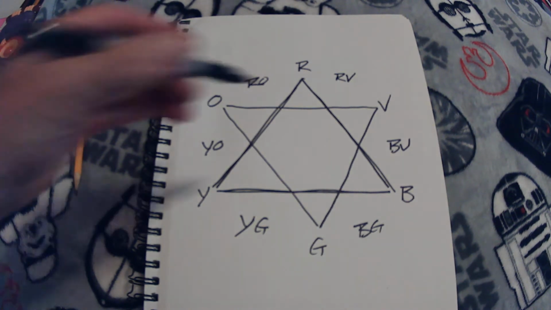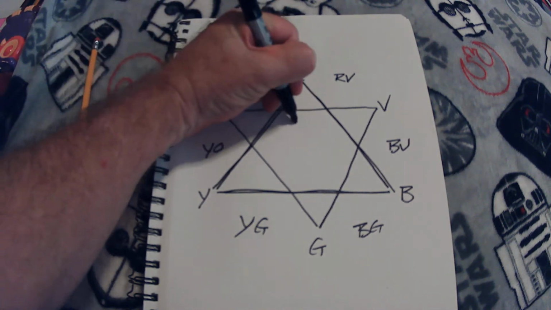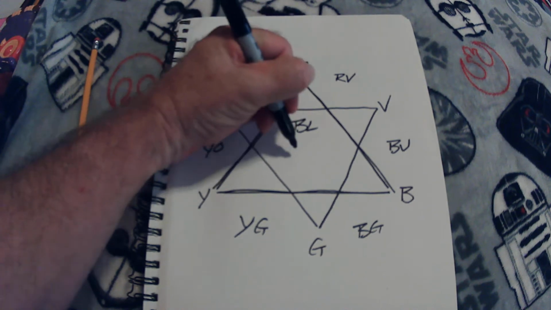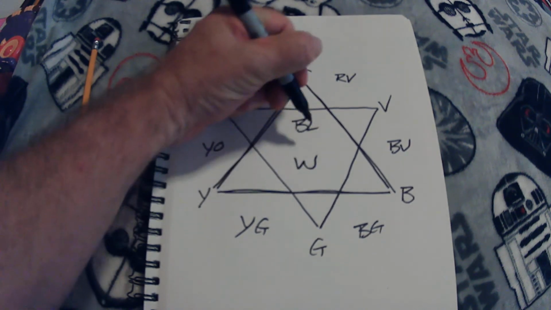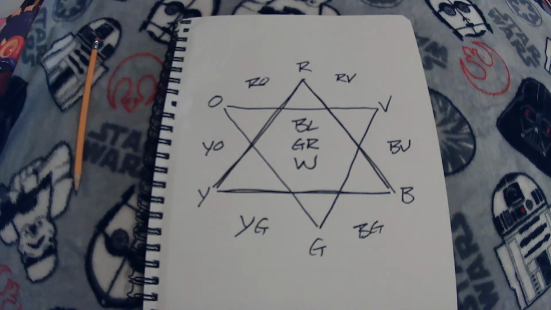The center spot out here is for your neutrals. That's black and white and the grays. Okay? So that's all your intermediates, your neutrals in the center.